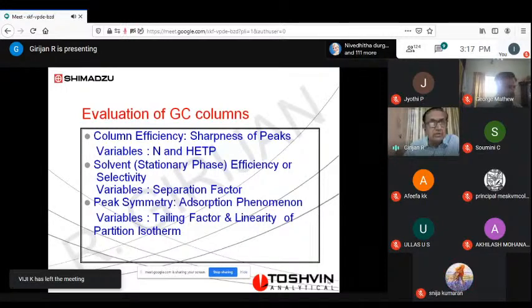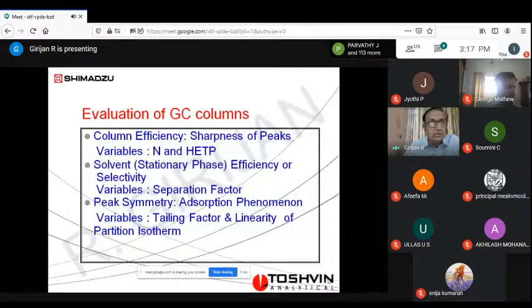So many times when you go to industry, or in your laboratory, if you have a chromatograph, people talk about column efficiency. Somebody may come and say, my column is very efficient. What is meant by column efficiency? It is always related to the sharpness of the peak. Every chromatographer would like to get a very, very narrow and sharp peak. If your column is able to give a very sharp peak, that means your column is very efficient. I don't want a very broad peak. Nobody would like to have a very broad peak in chromatography.